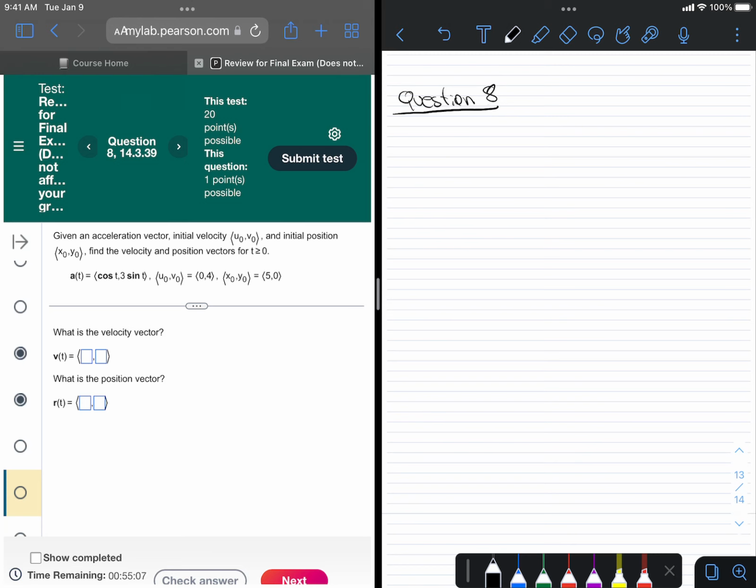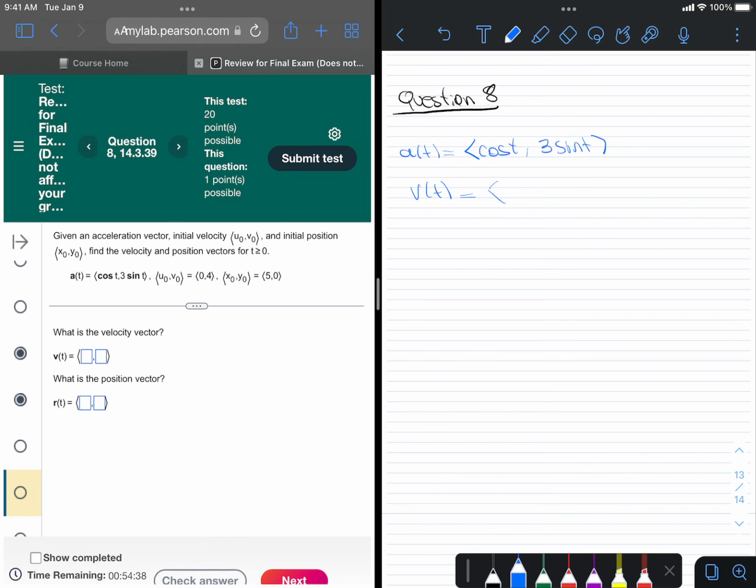So when we're asked to find the position and the velocity given acceleration and initial velocity and initial position, all we need to do is antiderive the equations we are given. So a of t, that is the derivative of velocity. So that means velocity is the antiderivative of that. So I antiderive each of those.